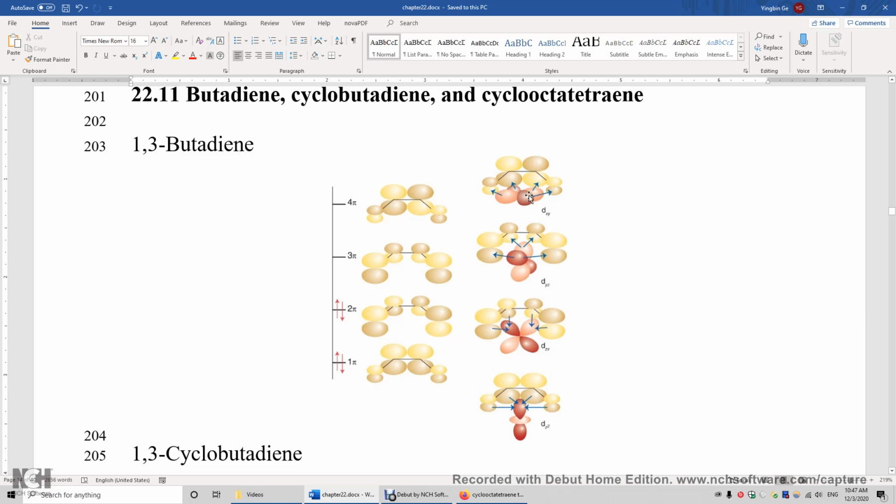Finally, this one. Same here. You need to have constructive interference between the lobes of this dxy orbital and also the bottom 4 lobes in this pi 4 orbital. Then electrons can flow from this dxy orbital to the empty pi 4 orbital of 1,3-butadiene.